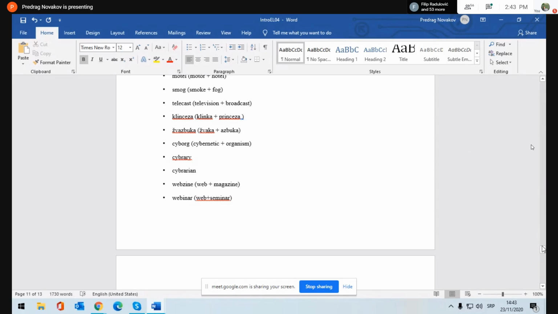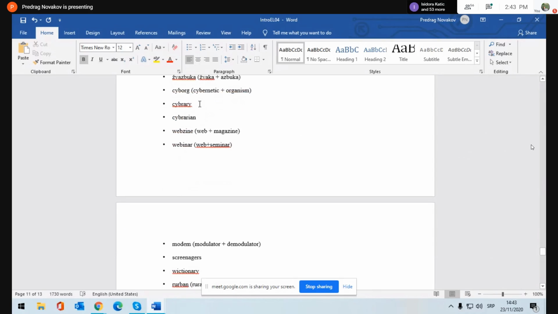Now something more modern, more contemporary, perhaps more familiar to you, okay? Cyborg comes, I'm sure you know that it is a cybernetic organism, org, okay? What would be a cybrary? How did we get cybrary? Cybernetic, obviously, but what is the second word? Library, maybe. Library, exactly. Cybernetic library, yes, okay? So cybrarian is the same. Cybernetic librarian, yes, this is related, okay?